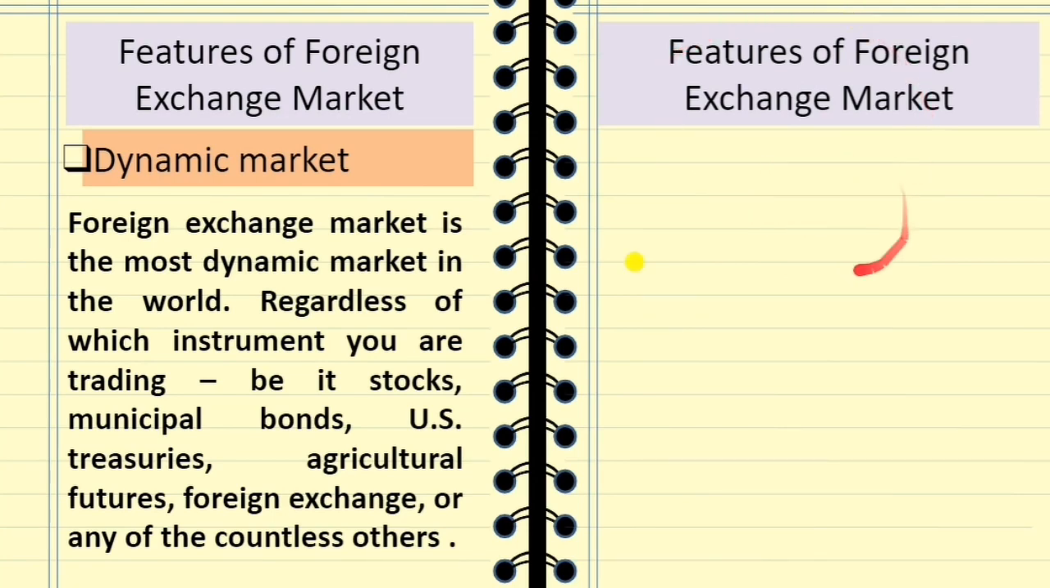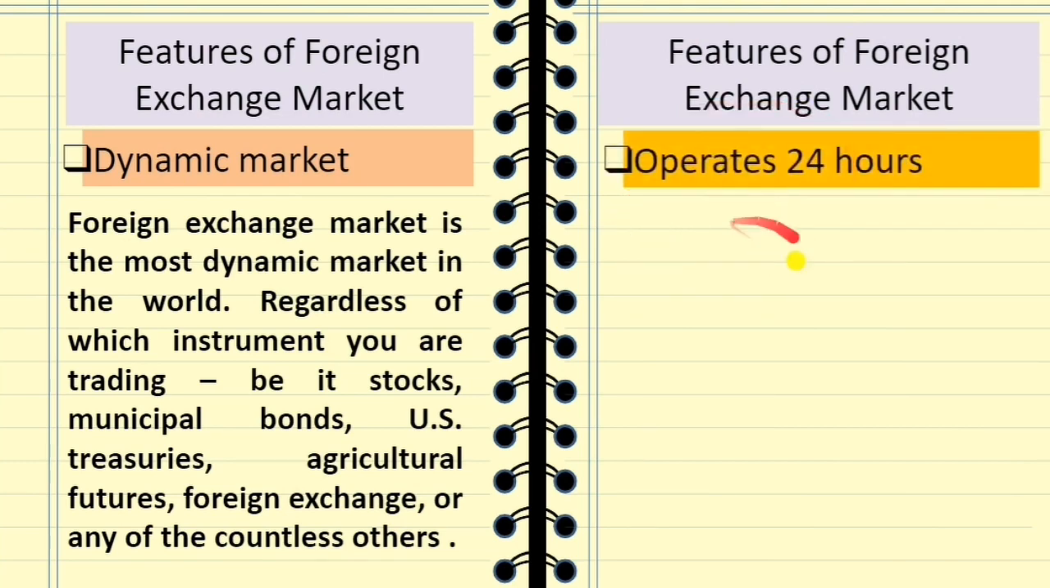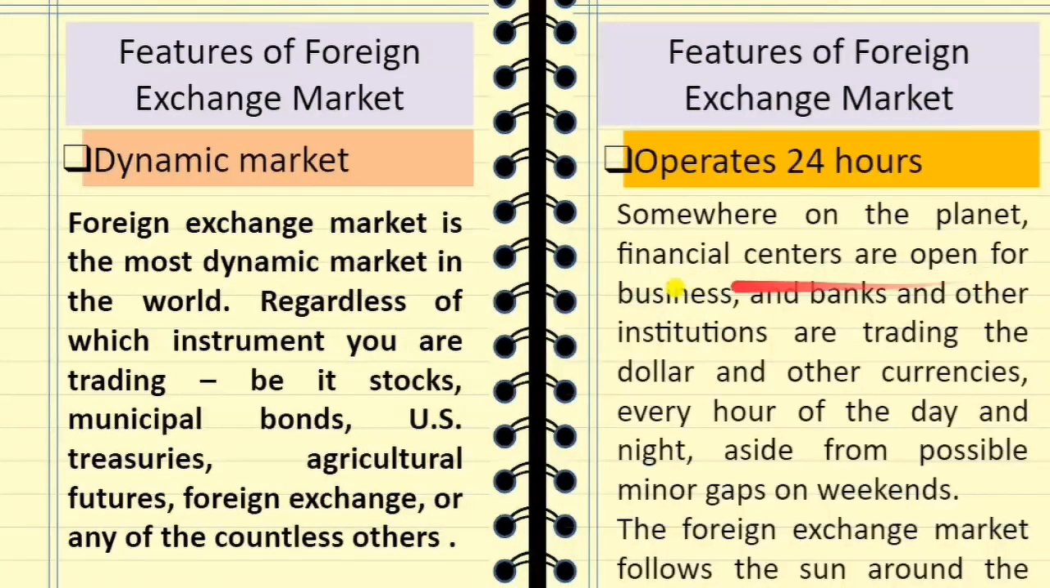After that, the foreign exchange market features 24 hours operations. Somewhere on the planet, financial centers are opening for business, and banks and other financial institutions are trading dollars and other currencies of different countries every hour of the day and night, aside from possible minor gaps on weekends, because the foreign exchange market follows the sun around the earth.